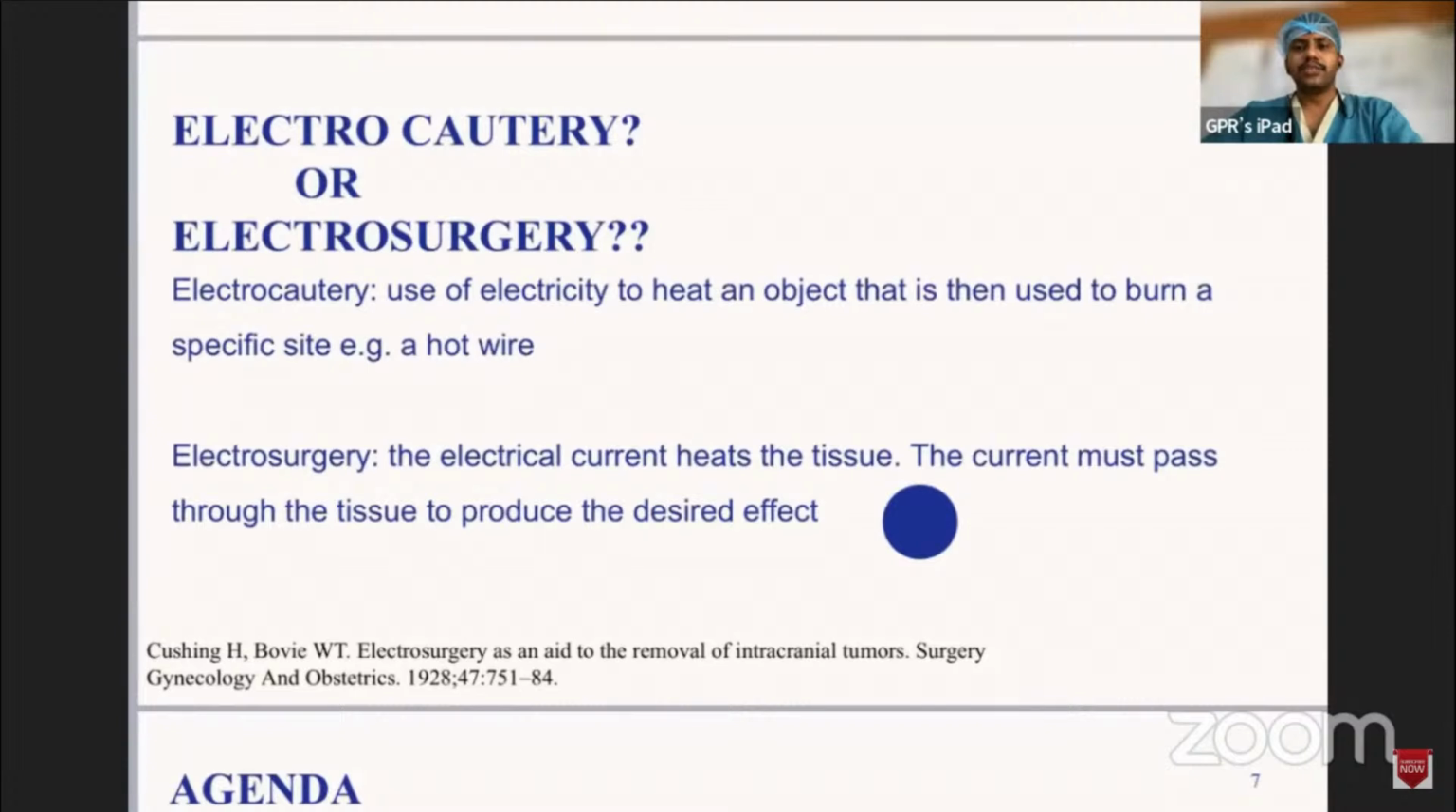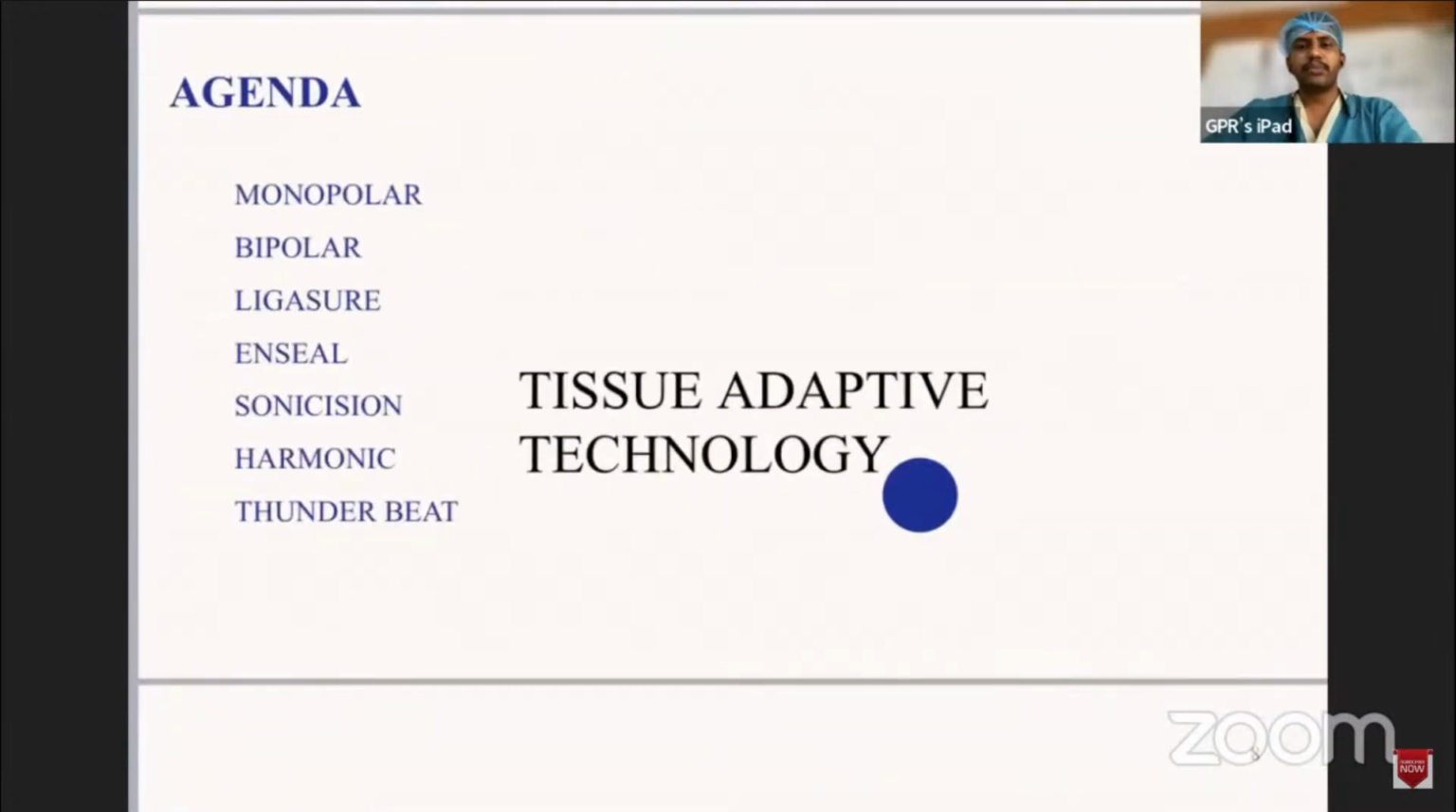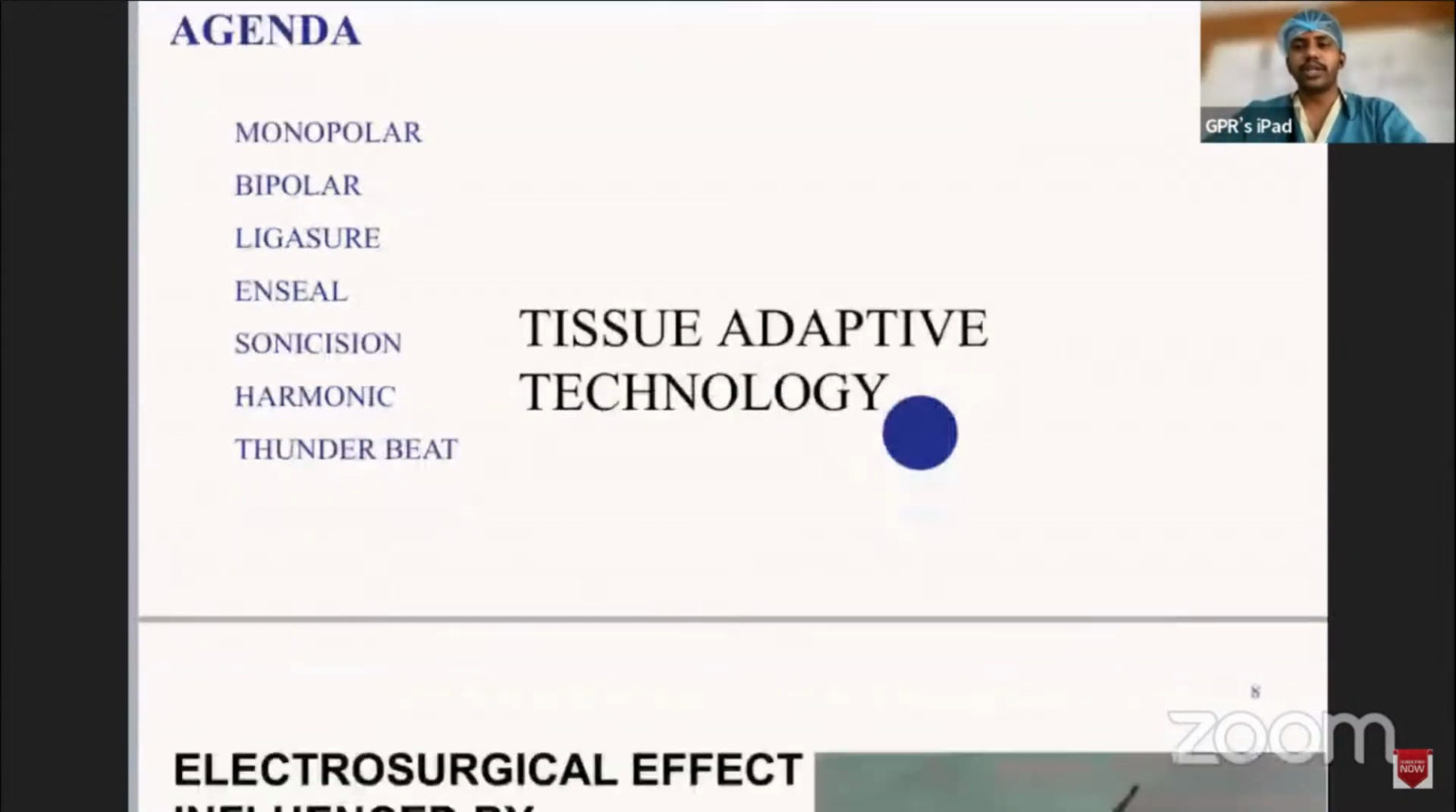So the agenda of this class is to explain how monopolar and bipolar work, how they function, what their drawbacks are, and how they help with the next mechanism: the other tissue adaptive systems like LigaSure, Enseal, Sonicision, Harmonic, and ThunderBeat.